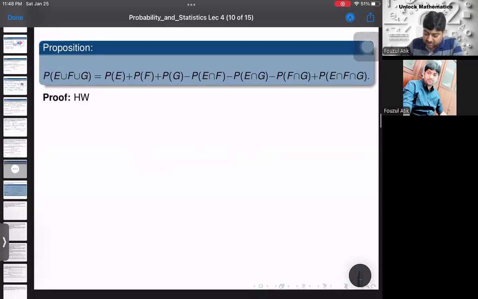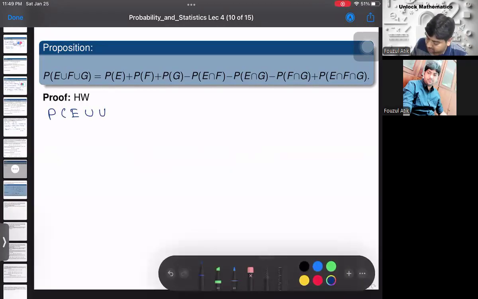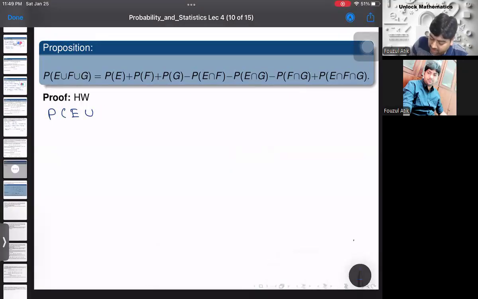So this one is another property we can generate with the help of the previous property. If I have three events and their union, what is the probability of their union? So let us quickly do that. P of E union F union G. Now this proof we can do with the help of the previous identity. You take this one as one event and this is another event. So this is the union of two events. I can certainly apply that identity.